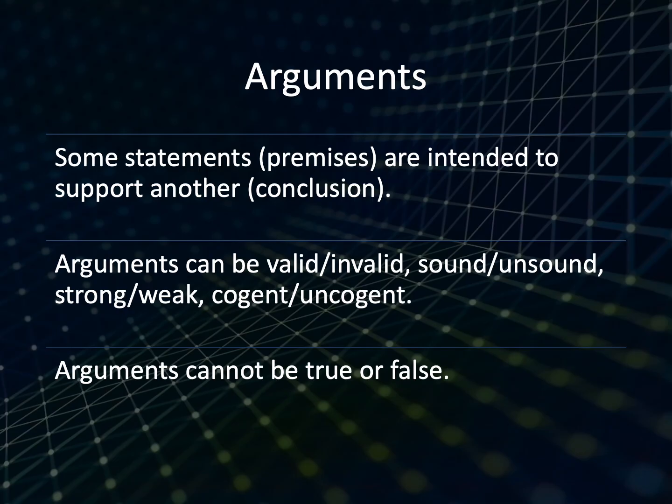Now let's turn to arguments. In philosophy, an argument is a set of statements in which some of them, the premises, are meant to support another, the conclusion. Arguments are about structure and reasoning. They can be valid or invalid, sound or unsound, strong or weak, cogent or uncogent. But arguments themselves cannot be true or false because they're collections of statements, not individual claims.